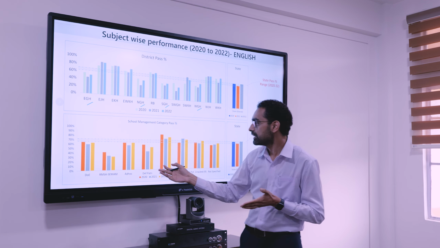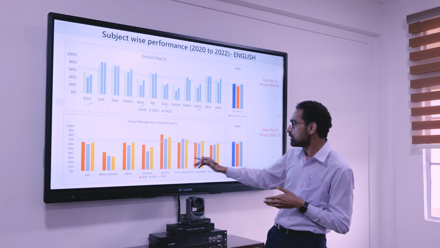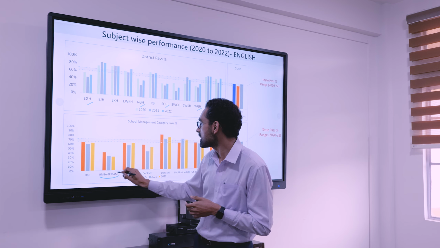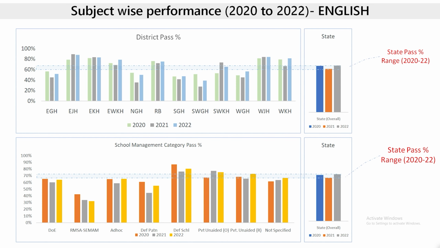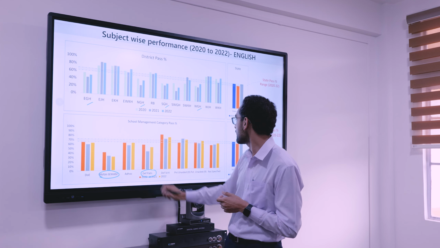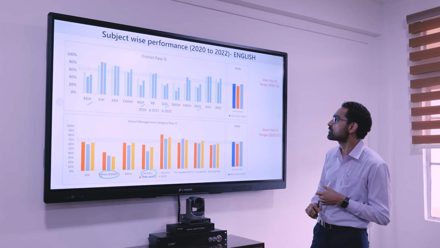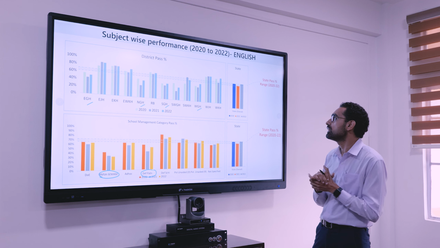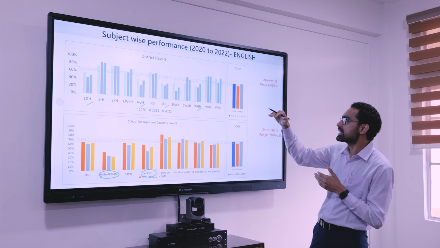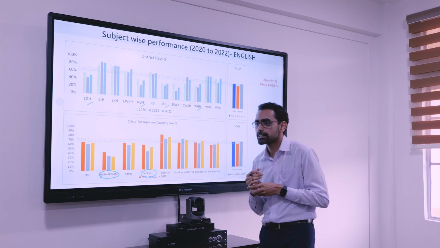If you go into the type of schools, here also we can see that the RMSA schools, which are the SSA schools, and somewhat the deficit pattern schools, have relatively lower performance. Here is the state average. So English, as you can see, at 60 to 70 is in any case low.